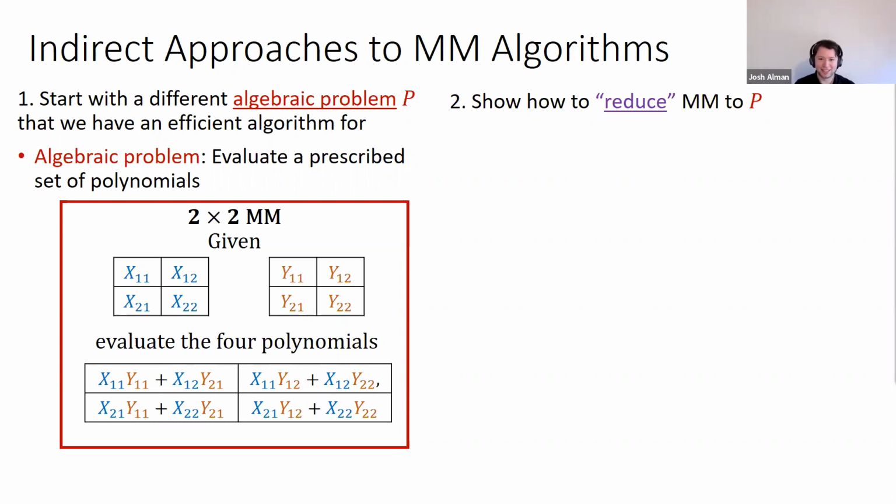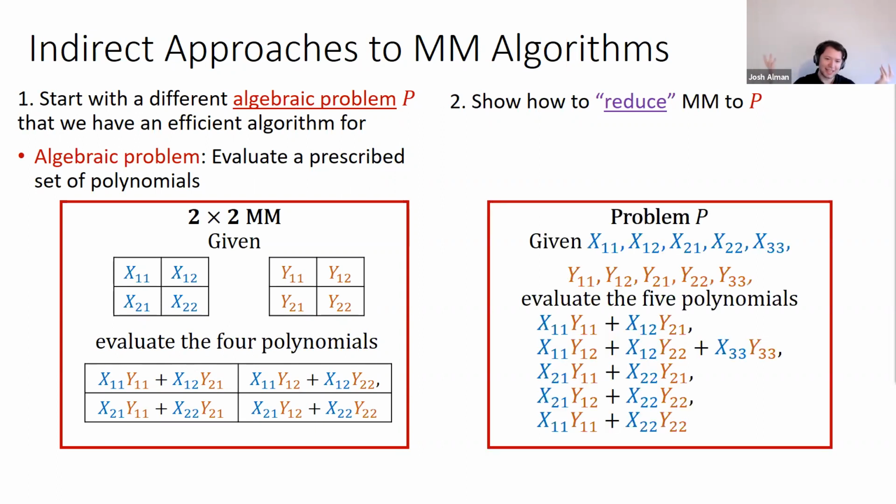So matrix multiplication itself is an algebraic problem, but you can imagine crazy different-looking algebraic problems also. Here's another example of a problem I'll call P, where you're given as input these 10 numbers and your goal is to evaluate these 5 polynomials. So in general, algebraic problems look like this: you're given as input numbers and your goal is to evaluate some polynomials.